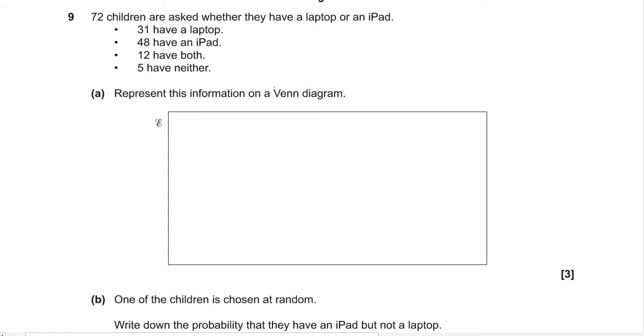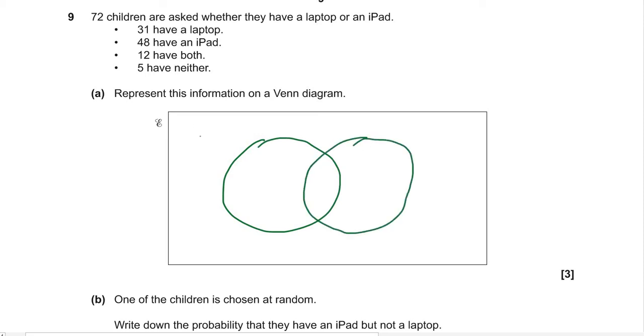Right, 72 children are asked whether they have a laptop or an iPad. So before we even look at it, I'm going to draw the Venn diagram. One's going to say laptop. One's going to say iPad. Right, 31 have laptop, 48 iPad, 12 both, and 5 neither. Well, straight away, we can do these two. So we know 12 have both, and 5 have neither. Remember, anything on the outside belongs to neither.